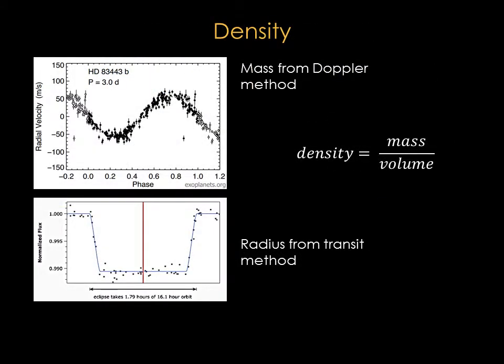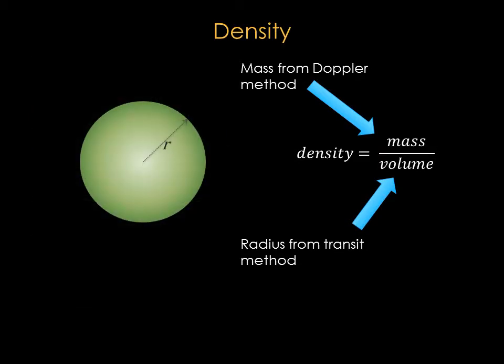The density of an object is its mass per volume. The Doppler method can give us planet mass. The transit technique can give us planet size, or the planet's radius. From the radius, we can calculate the volume of the planet. With data from both Doppler and transit methods, we can get density.